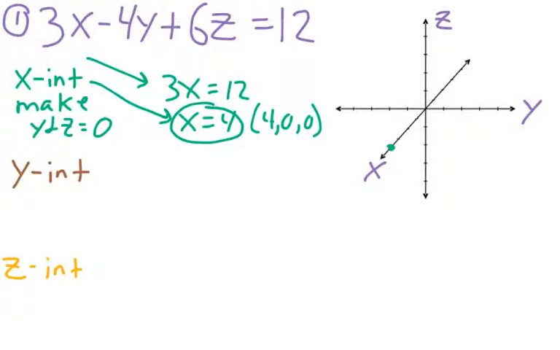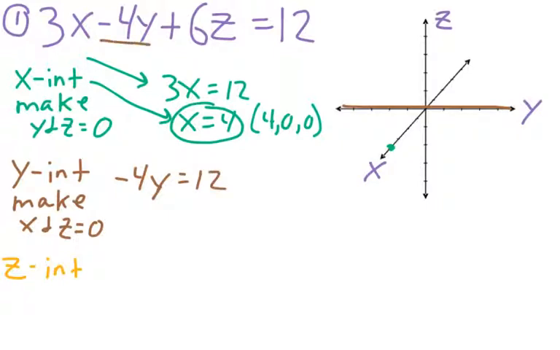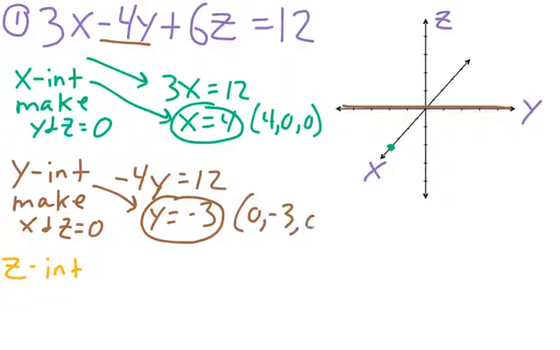So now, let's go ahead and find the y-intercept. So for the y-intercept, just make the other 2 letters 0. So we're going to make x and z equal to 0. Because if you're on the y-axis, so like this whole axis right here, that means x and z are 0, because you're on that line right there. So if I make those 0, what I get is negative 4y equals 12. Don't forget to bring that negative with it, which means that y equals negative 3. So this is your y-intercept. That's the point. X is 0, y is negative 3, and z is 0. So I'm going to mark that point.